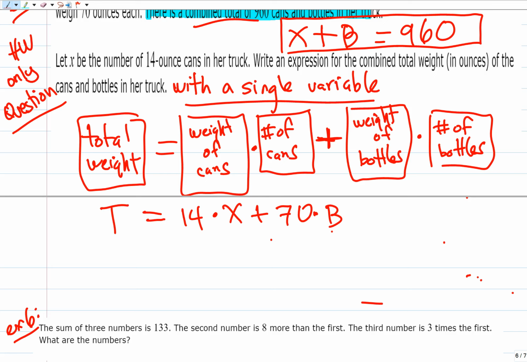This is an expression for the combined weight. This is not what they want. They wanted it all in a single variable. We have x's and we have b's. But we have two equations here, right? Can we replace the x's with the b's, or can we replace the b's with the x's? That's what they basically want us to do. Does that make sense? So take our first equation.